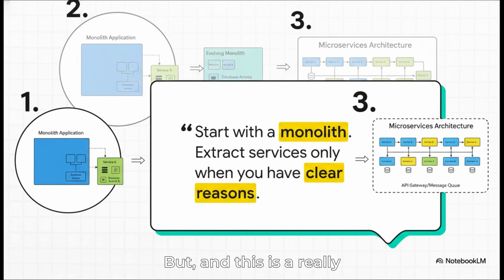But, and this is a really important piece of advice, don't just jump straight to microservices because they sound cool. The full-stack developer roadmap puts it perfectly. Start with a monolith. Extract services only when you have clear reasons. For most new projects, a monolith is way easier and faster. You only break it apart when you're actually facing the scaling problems that justify all that extra complexity.